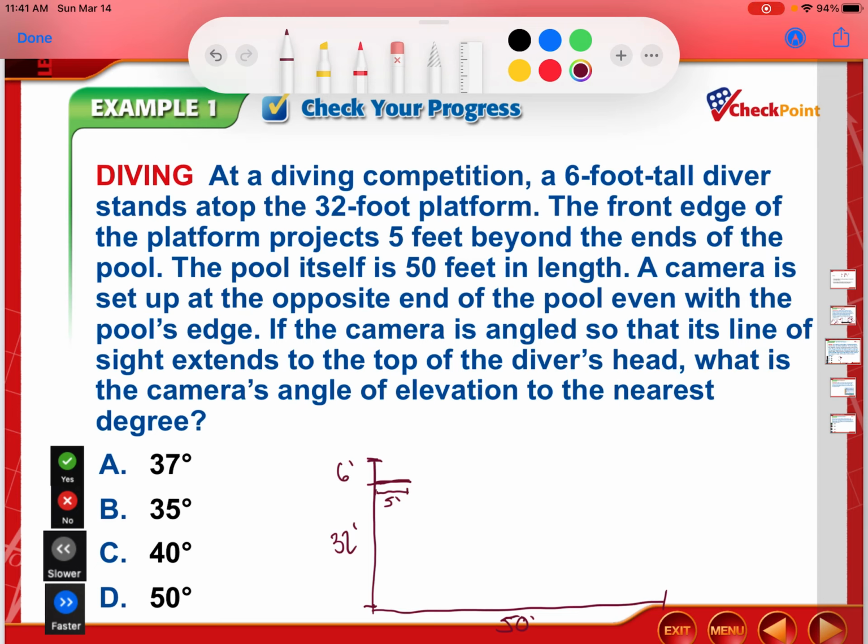A camera is set up at the opposite end of the pool, even with the pool's edge. So we have our camera here. It's angled up, so its line of sight extends to the top of the diver's head. Okay, so diver.